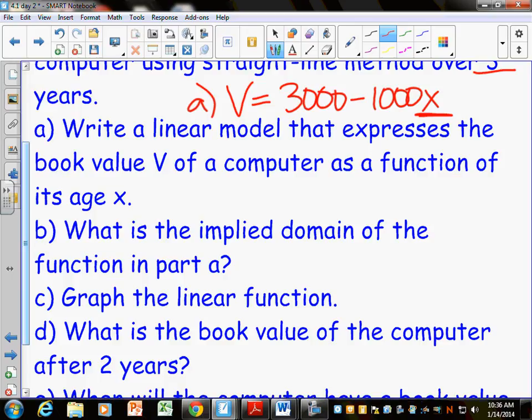All right, so I think the implied domain, I could write it like this, from 0 to 3, or you could say everything greater than or equal to 0, less than or equal to 3. What is that? We're saying X is time, though, or the age of it. When you buy it, like, it's age 0.